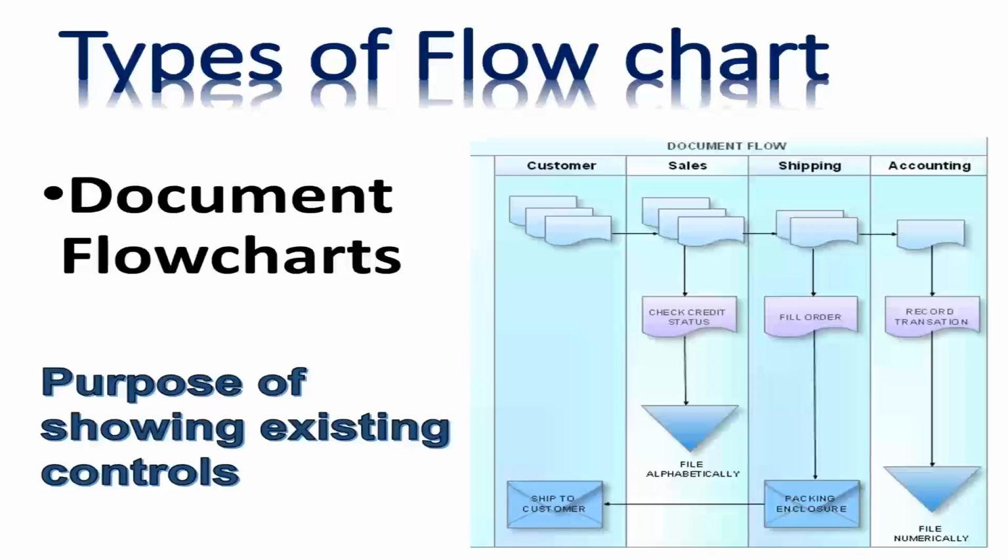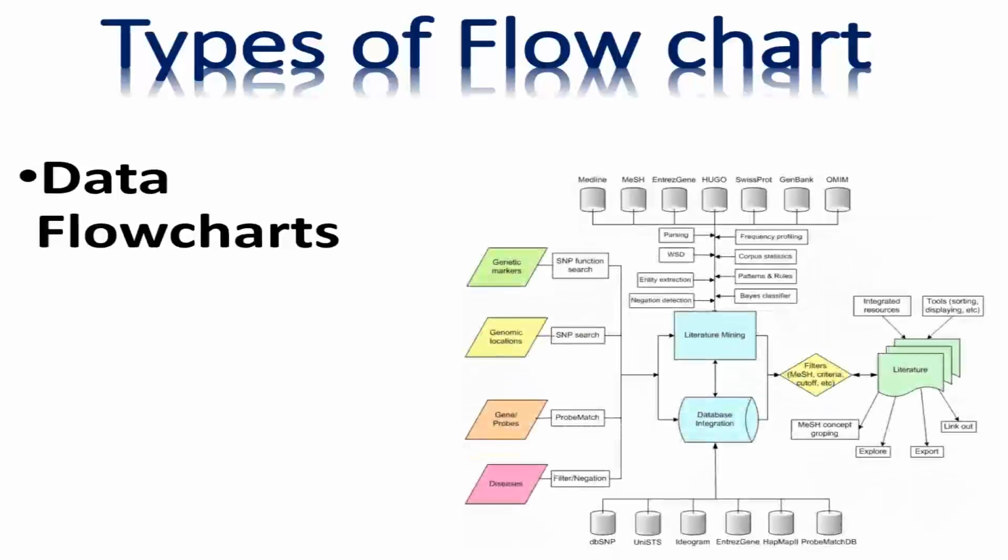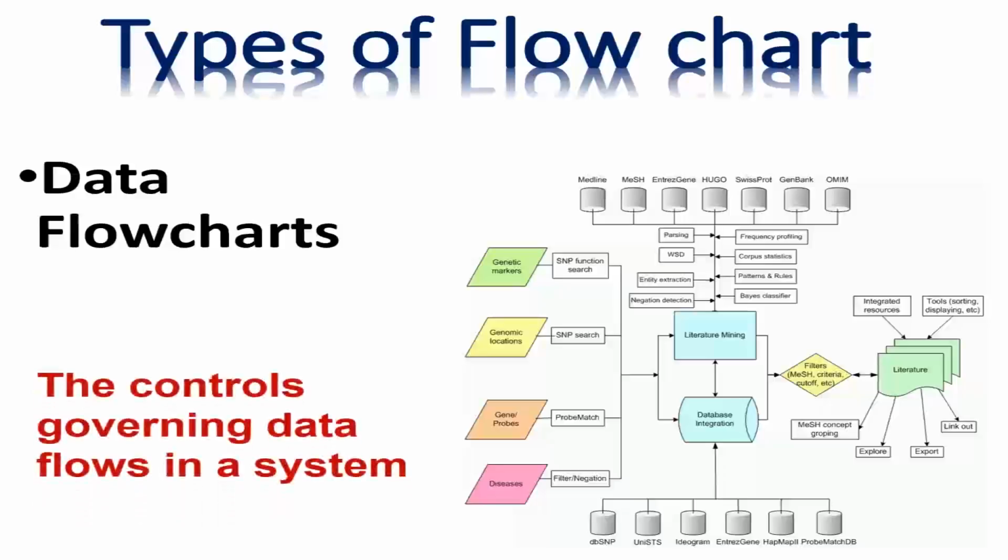Another category is data flowcharts. These show the controls governing data flows in a system. Data flowcharts are used primarily to show the channels that data is transmitted through the system rather than how controls flow.